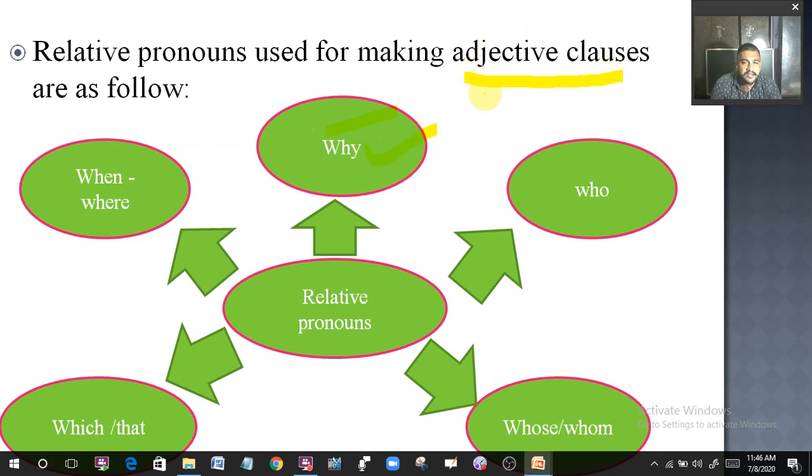And whenever we use adjective clauses in the sentences, definitely our sentences would be complex sentences.